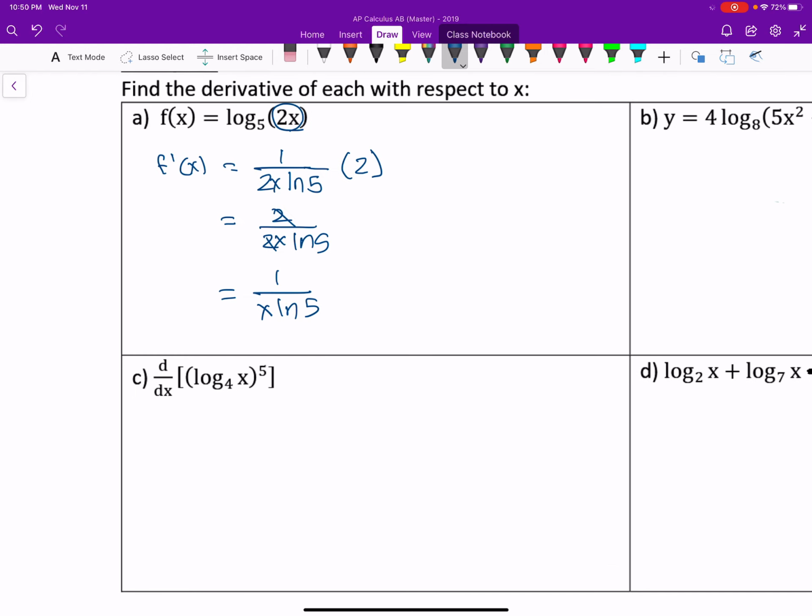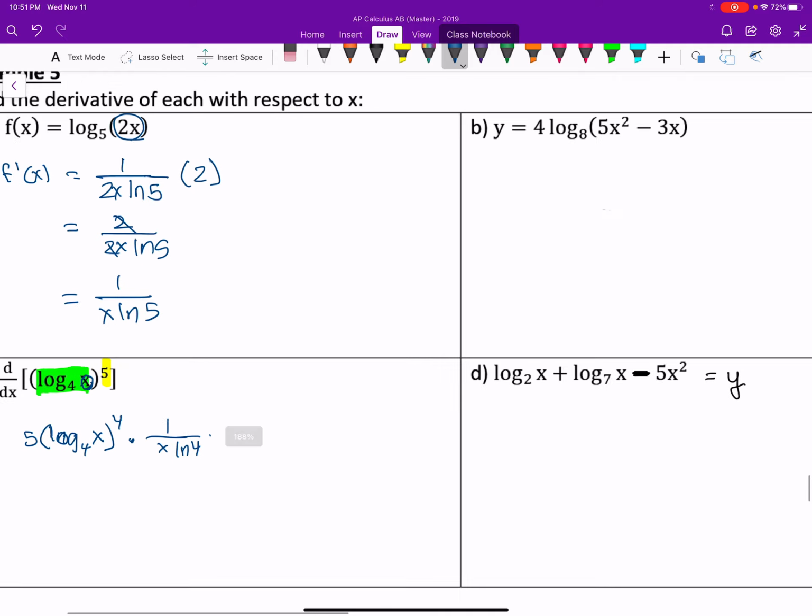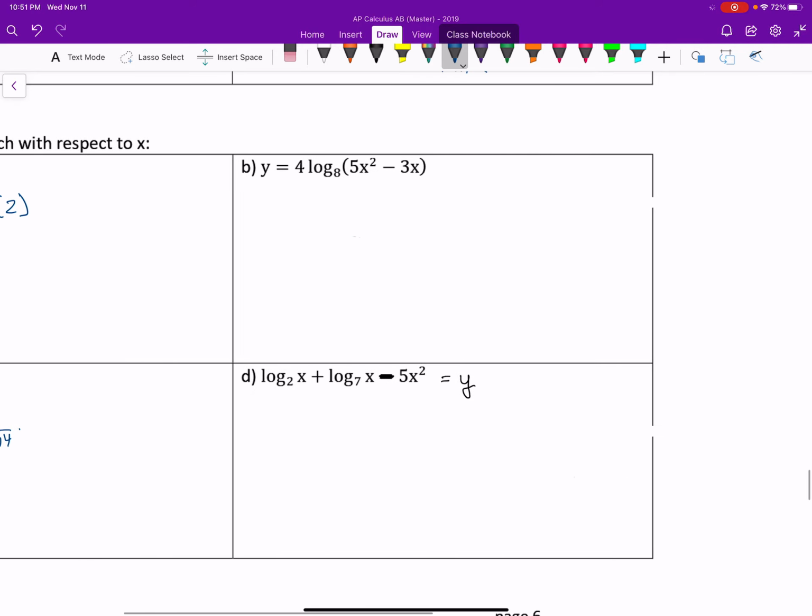For part C, the outermost function is the power. So I still have to use the chain rule. The outer function tells me, okay, I just got to use the power rule first, log base 4 of x to the 4th, times, and now I can take the derivative of the interior, which is 1 over x times the natural log of 4, and then the derivative of x is just 1, so then we're done there. And then I can just leave it like that. Okay, pause the video and try B and D right now.